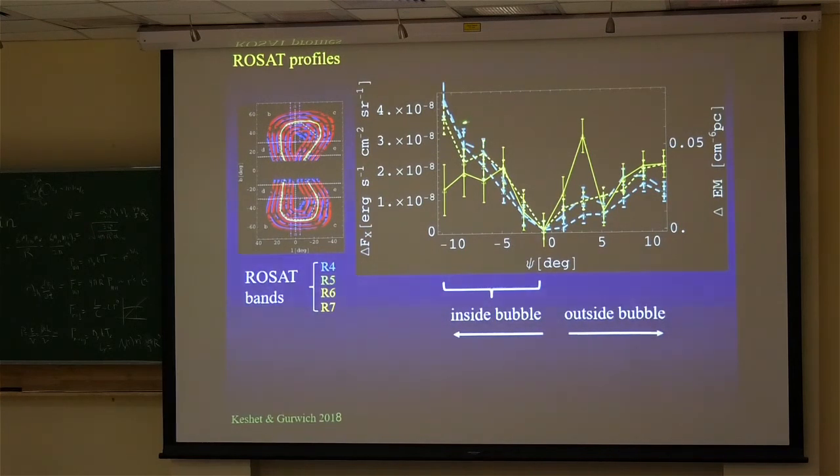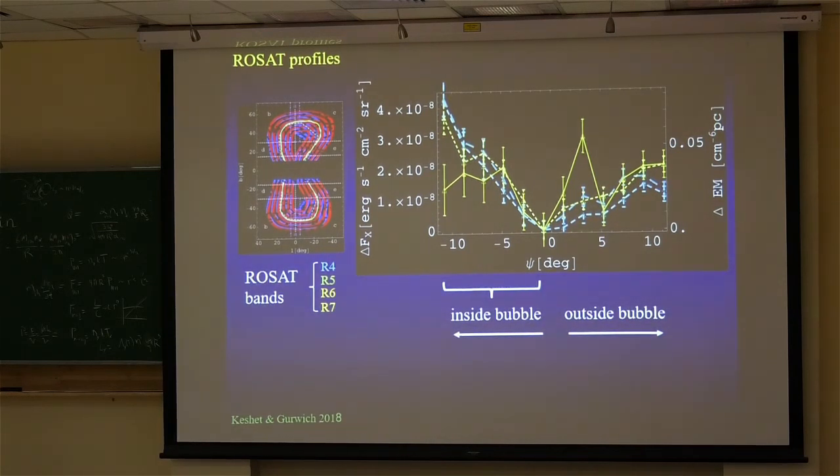So you see here that the three bands R4, R5, R6 are more or less matched. That's because we assume a temperature of 0.4 keV in analyzing the data. So this will tell you that the gas inside the edge, inside the Fermi bubble, is a bit hotter, by a factor of 2 or so, with respect to the gas outside, which is about 0.15 or 0.2 keV. R7 is all over the place, and R7 is a 1 keV gas. So this tells you that the gas is not above 1 keV.